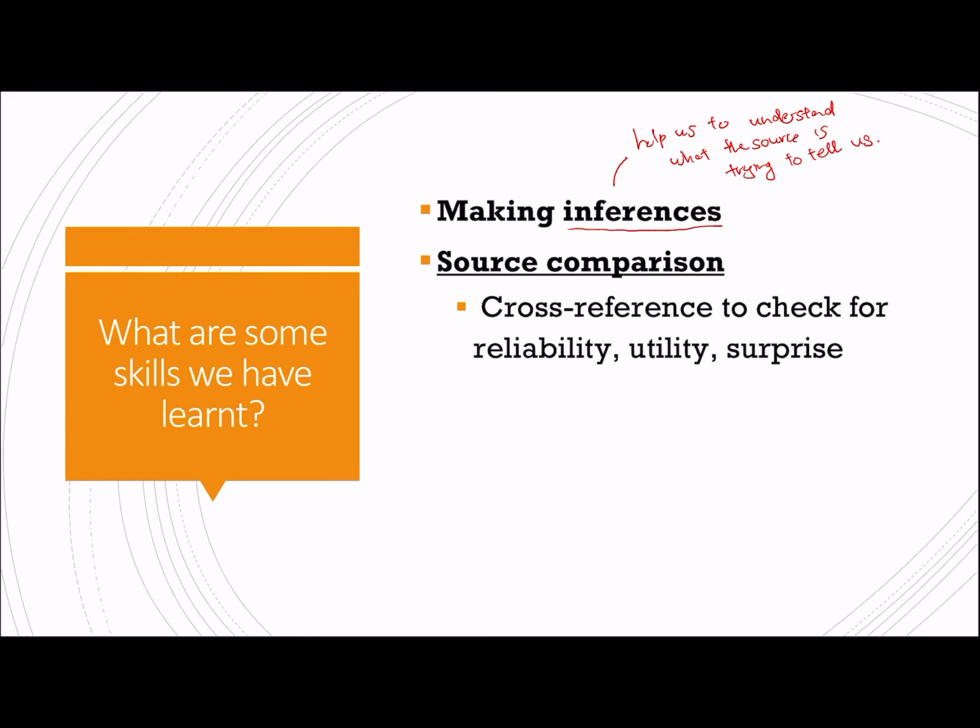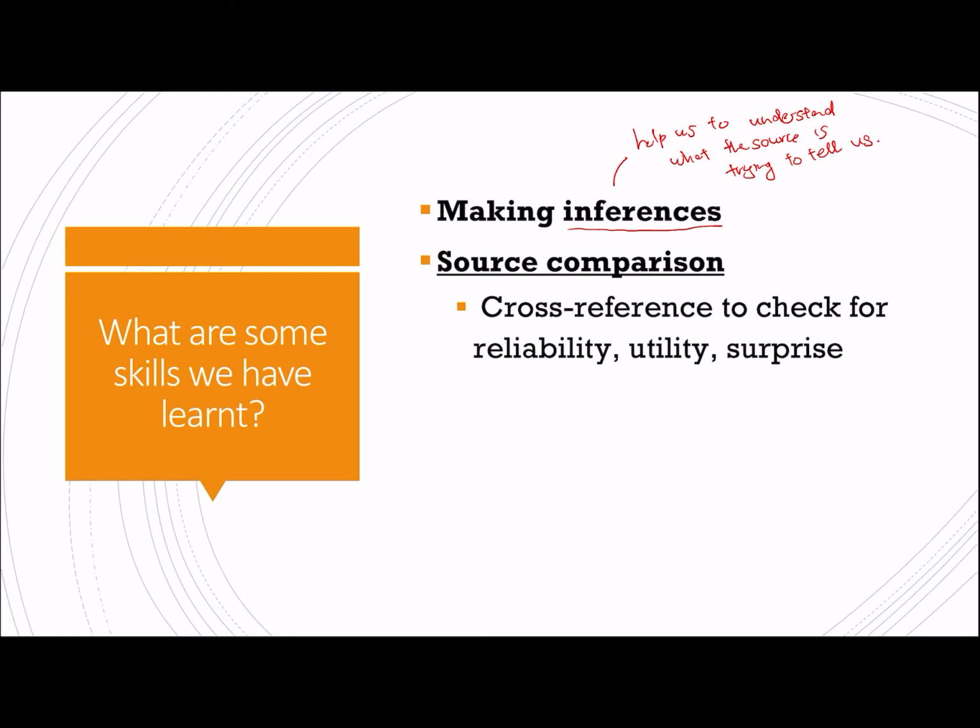The next skill that we have learned is the skill of source comparison. So that's your common comparison question. How similar are these sources? How different are these sources? But more importantly, it also helps us to do cross-referencing, because when you cross-refer two sources, you are actually comparing them as well. So it's the same skill set.